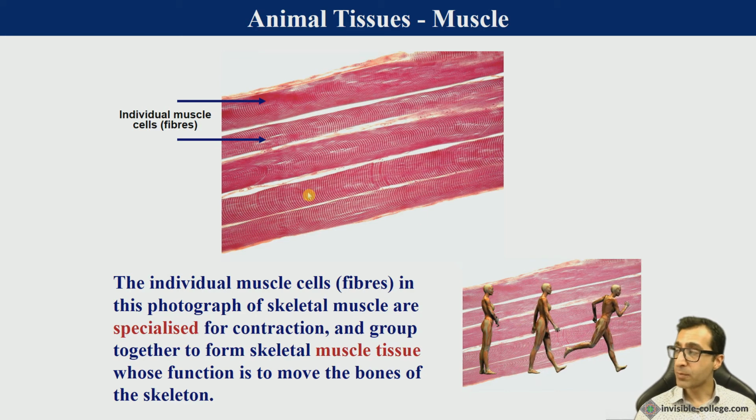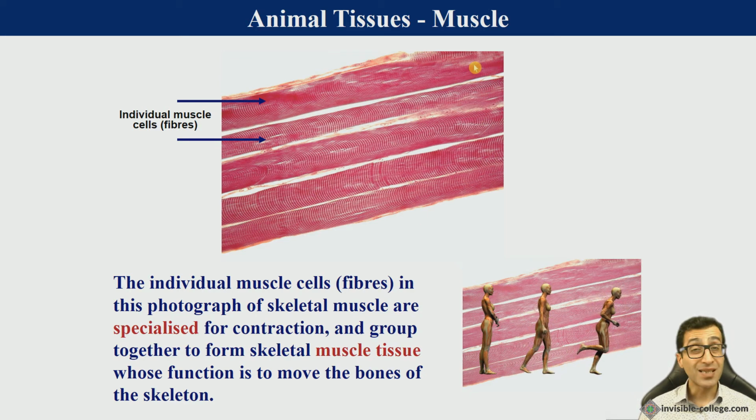Now, the other thing about muscle cells is that they are multinucleate. Skeletal muscle cells are multinucleate. Each one of these muscle fibers actually contains multiple nuclei.